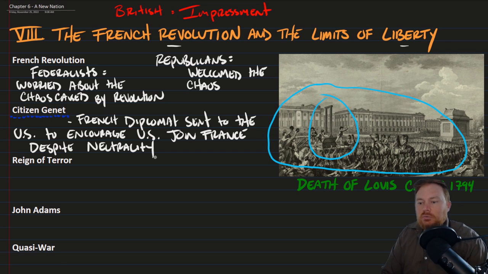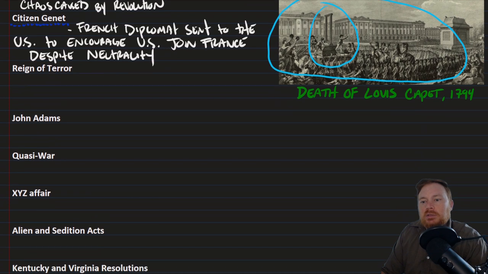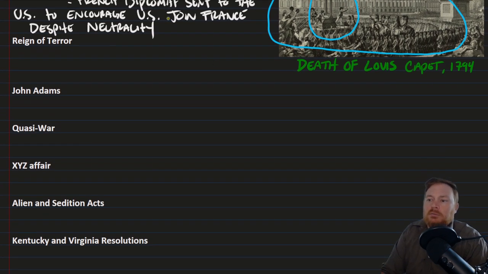Essentially, the United States said, look, we're not getting involved in this war. The French said, we don't really care. We're going to send someone over, try to convince you to join our side anyways. So again, an example of the vulnerable position that the United States was in, at least compared to other powerful nations at the time. Now, this dichotomy of the Federalists being afraid of the potential chaos of the revolution and Republicans welcoming it, well, during the most radical phase of the French Revolution, you had some Republicans reconsidering their support of the revolution. And that was during the phase known as the Reign of Terror.